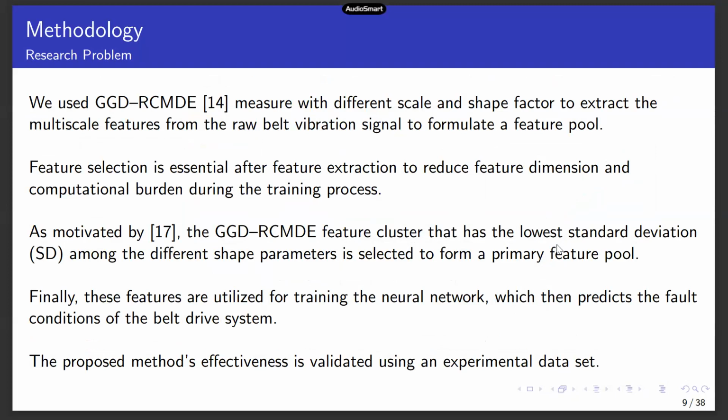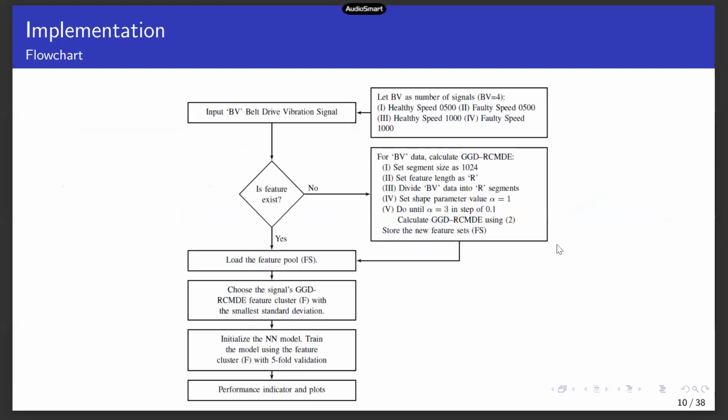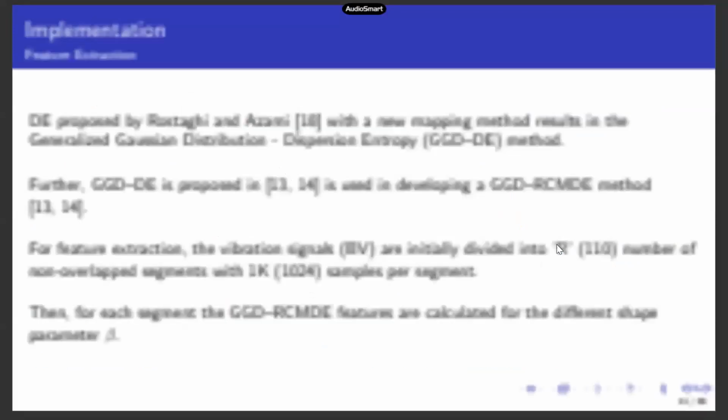Feature selection is essential after feature extraction to reduce feature dimension and computational burden during the training process. The GGD CMDE feature cluster that has the lowest standard deviation among the shape parameters is selected to form a primary feature pool. Finally, these features are utilized for training the neural network, which then predicts the fault condition of the belt system. The proposed method is effectively validated using the experimental data set. The flowchart is given, which I am going to explain in detail.